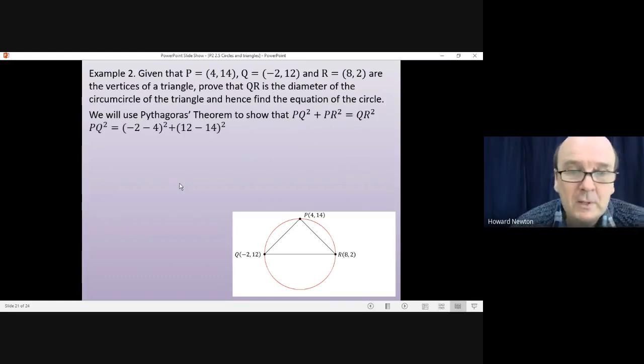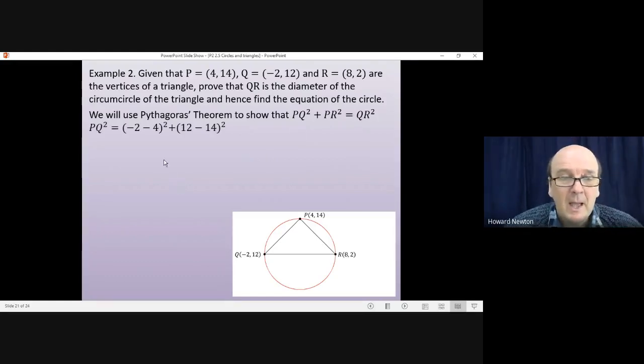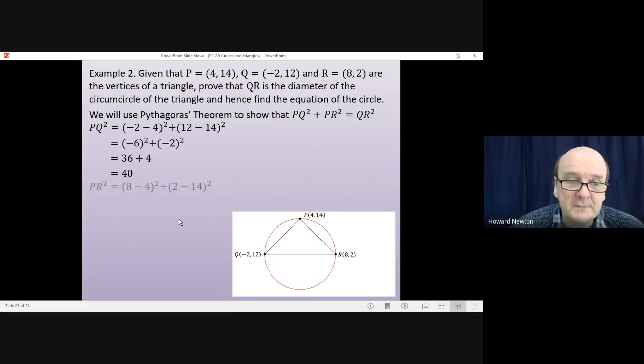So first of all, PQ squared will equal the difference in the x value squared plus the difference in the y value squared. So that's minus 2 minus 4 squared plus 12 minus 14 squared. Because I'm squaring it, I don't need to worry about the square root. That gives me minus 6 squared plus minus 2 squared, which is 36 plus 4, which is 40. So PQ squared is 40.